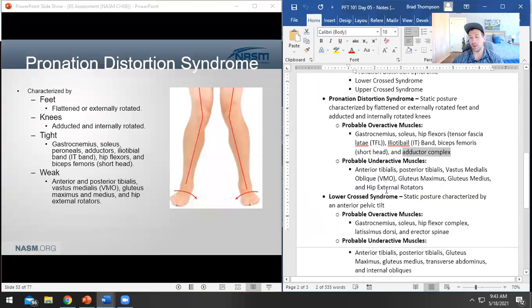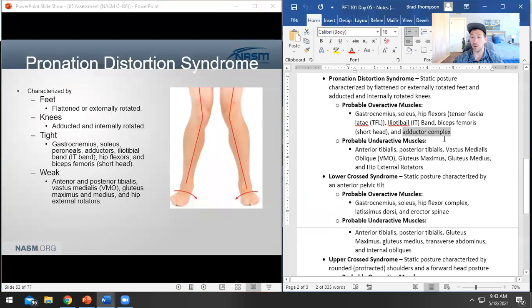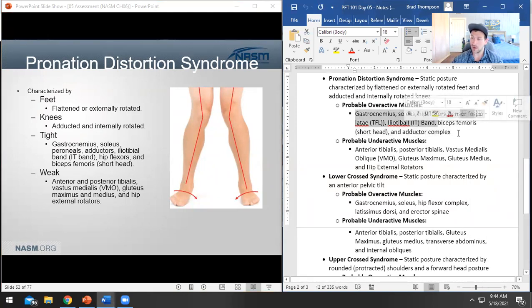So now we know a little bit about our overactive muscles that are causing that pronation distortion syndrome. Overactive muscles are the muscles that we need to turn off. These are muscles that are firing more than they are supposed to. We need to get them to shut down so that we can strengthen the muscles in the opposite direction and draw us back to that neutral posture. So these are the muscles that we're going to stretch.